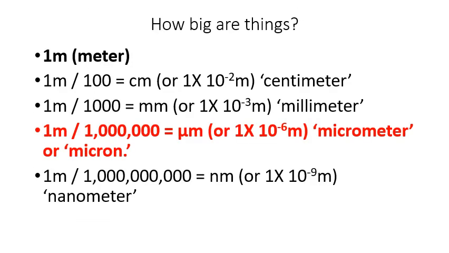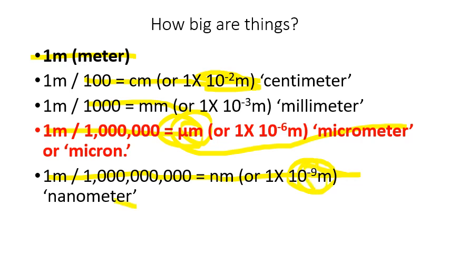Okay, so how big are these things? We mentioned earlier that if you take a meter stick and you divide it by 100, you have a centimeter. That's also known as 10 to the minus 2 meters. If you divide it by 1,000, you have a millimeter. And if you take 1 meter and you divide it by a million, you have 1 micrometer, or micron. If you divide a meter by a billion, you have 1 times 10 to the minus ninth meters, and that is called a nanometer.